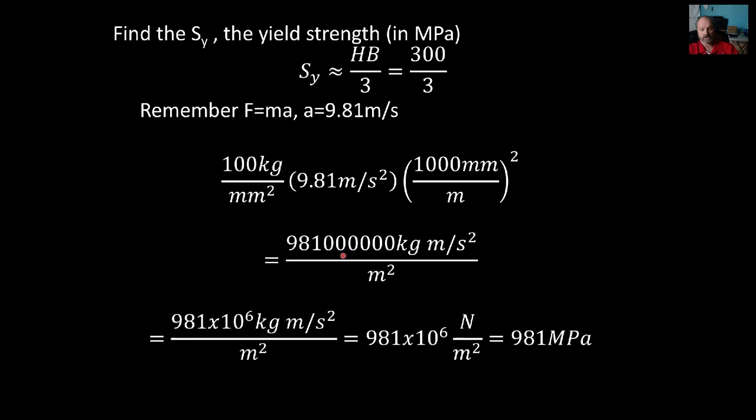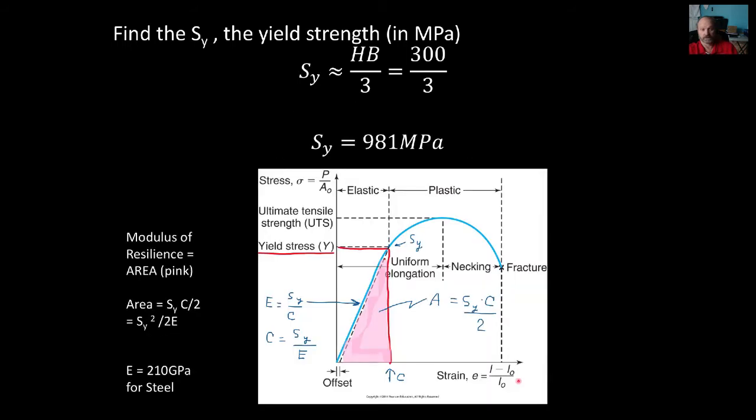981,000,000. That looks like 981 times 10 to the 6, and 10 to the 6 is mega. So we're real close to megapascals, aren't we? A kilogram meter per second squared is a newton, and we've already converted the denominator, an area unit of millimeter squared, to an area unit of meter squared. So that way we can convert to 981 megapascals. Go through this slide. You may get either a quiz question or a test question that's similar to this one.